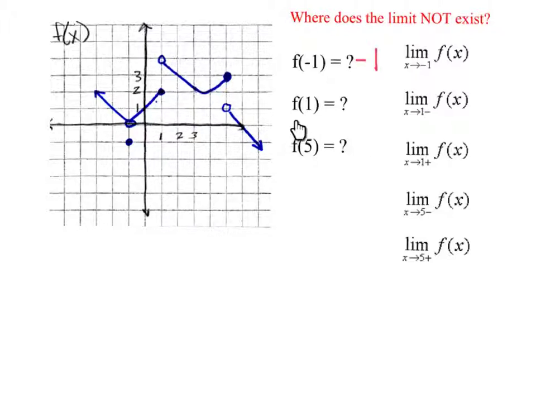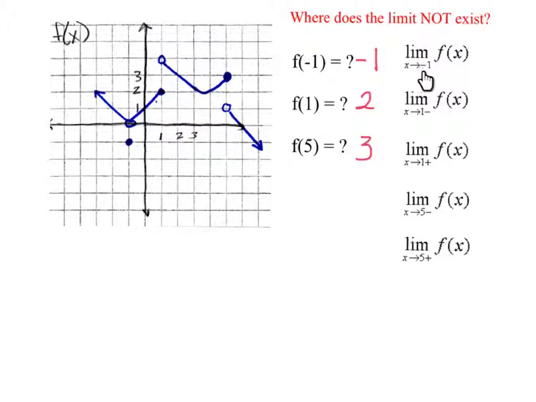Next, what's the function's value at 1? At 1, the function's value is 2. And finally, f of 5 is just again saying what's the function's value at 5. The function's value is 3. Easy enough. Now we start dealing with limits.